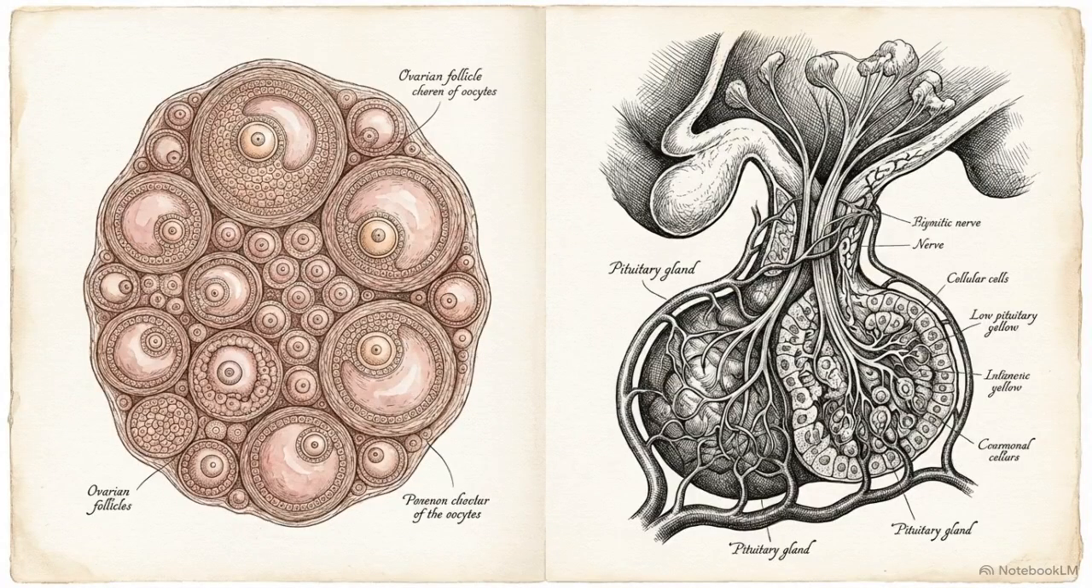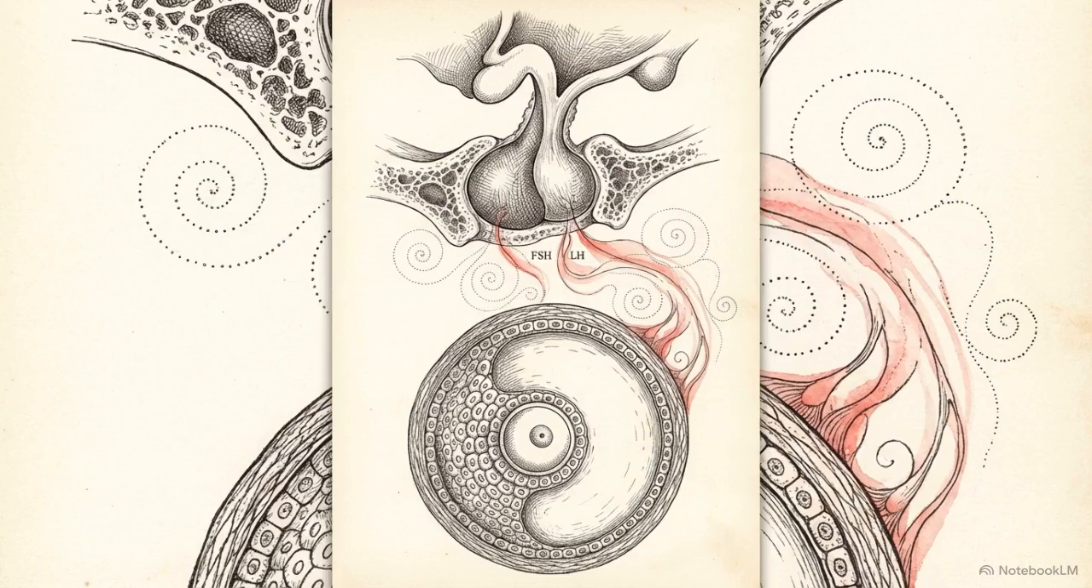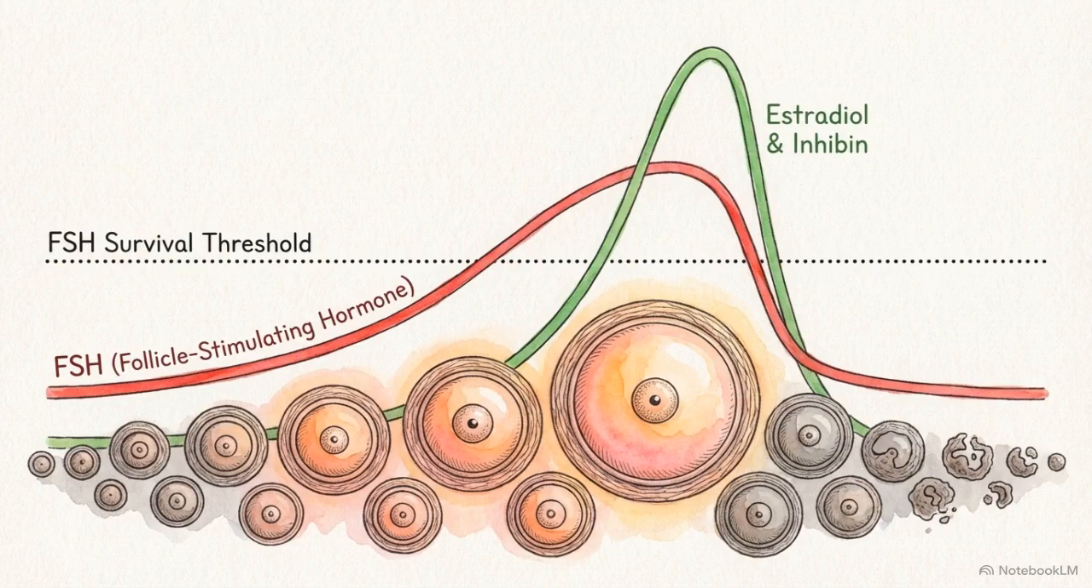Once follicles reach the larger antral stage, control shifts from local ovarian signaling to the systemic endocrine system. This marks the beginning of the gonadotropin-dependent phase. Follicular survival is now entirely contingent on signals generated by the anterior pituitary gland. This chart illustrates the FSH threshold concept. Rising follicle-stimulating hormone crosses the survival threshold, triggering rapid expansion in a cohort of antral follicles.